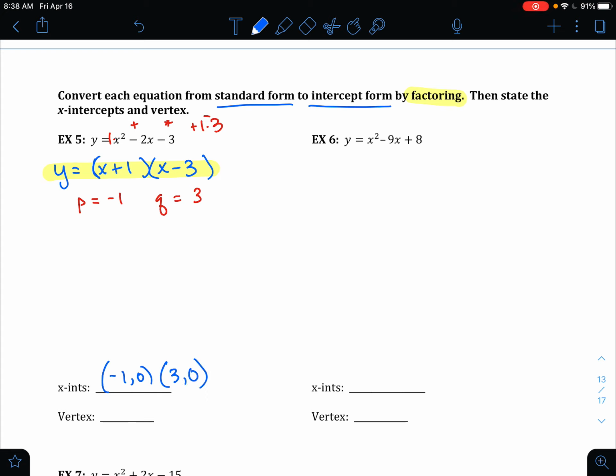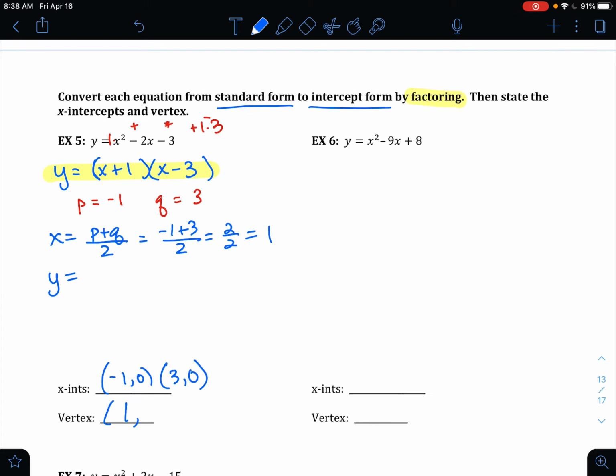And then to actually get the vertex, I can't see it in either format very easily. So remember, to find the x-coordinate, we're going to add the p and the q together and divide by 2. So negative 1 plus 3 divided by 2, that's going to be 2 divided by 2, which is 1. So I've got 1 comma something. And then I'm just going to plug 1 in for all the x's in my highlighted equation. So I've got 1 plus 1 times 1 minus 3. So 1 plus 1 is 2. 1 minus 3 is negative 2, so that's negative 4. That's the rest of your vertex.